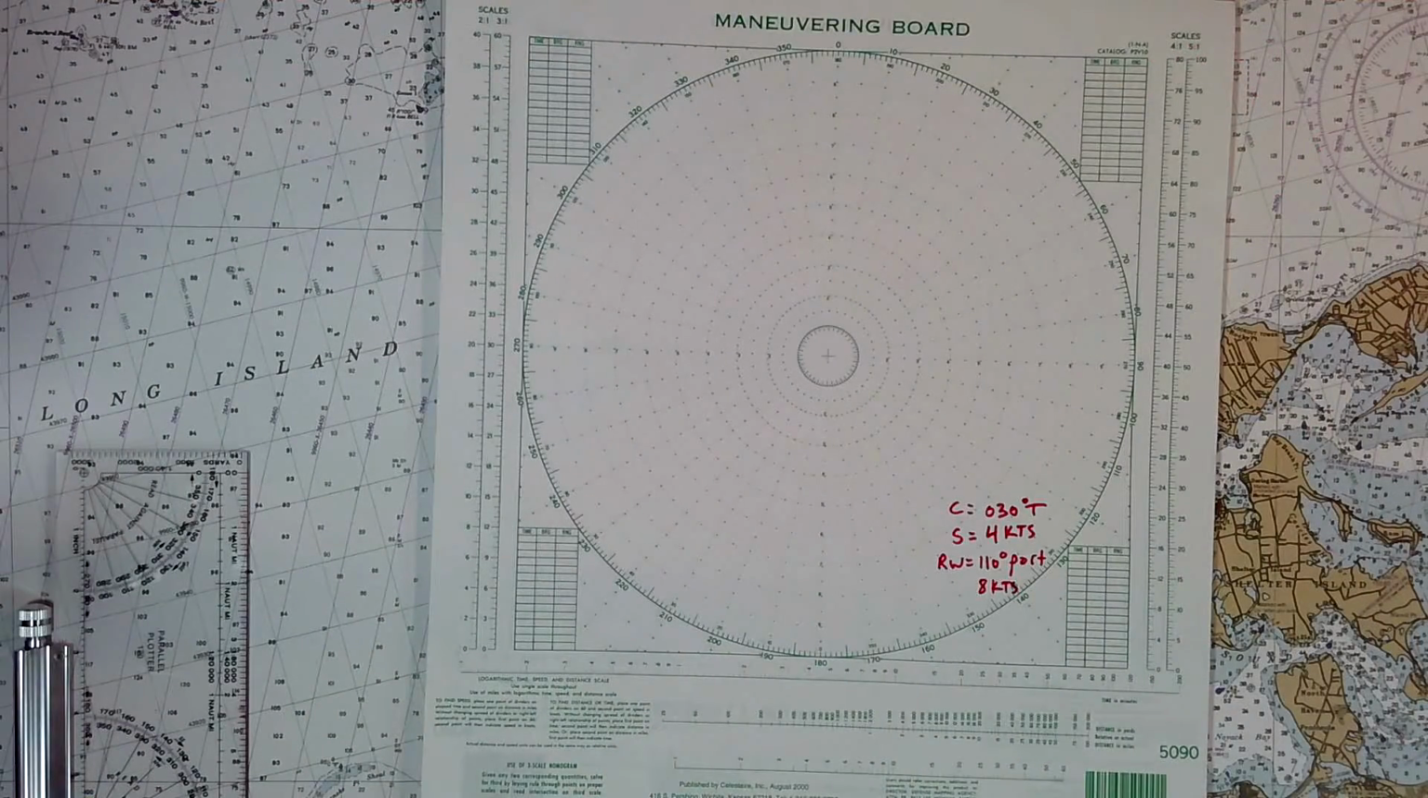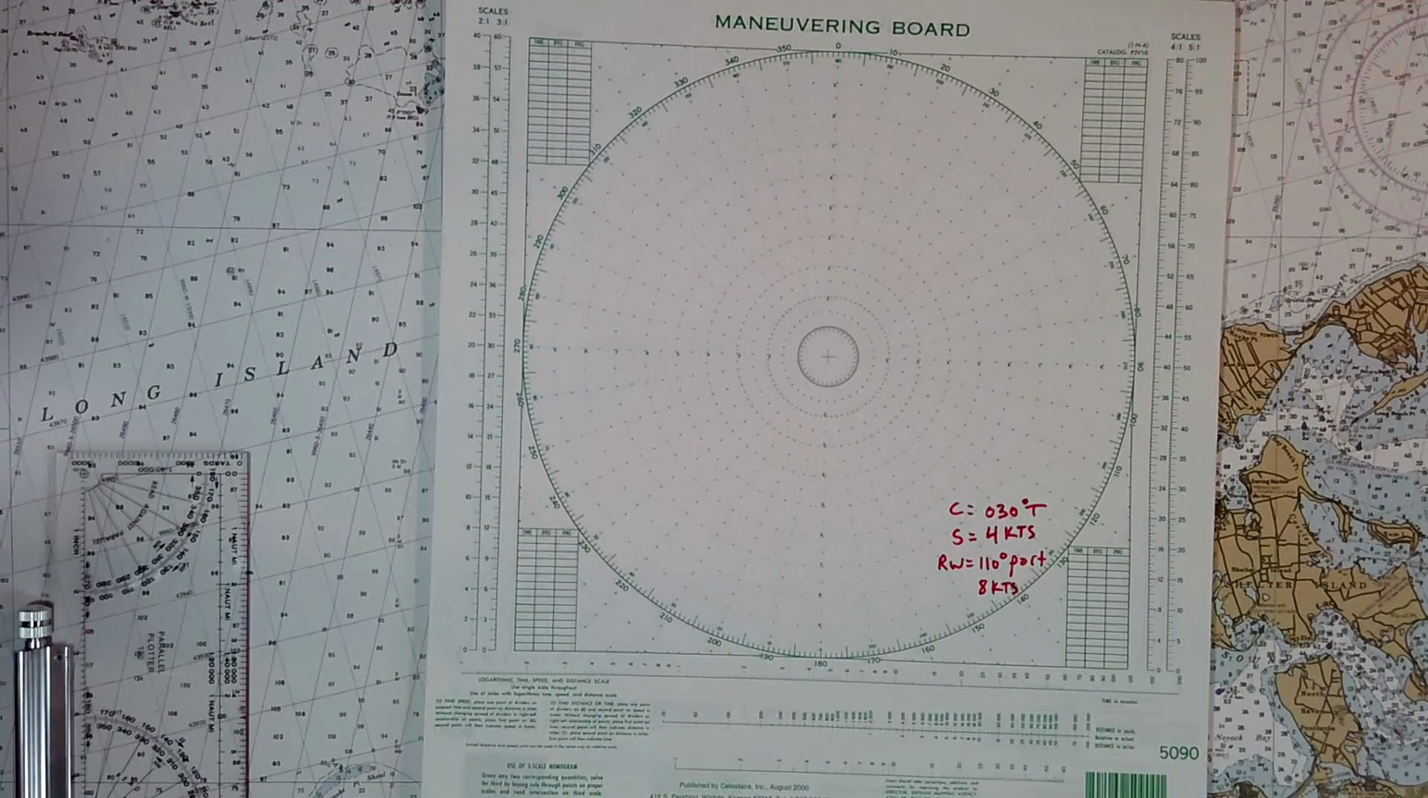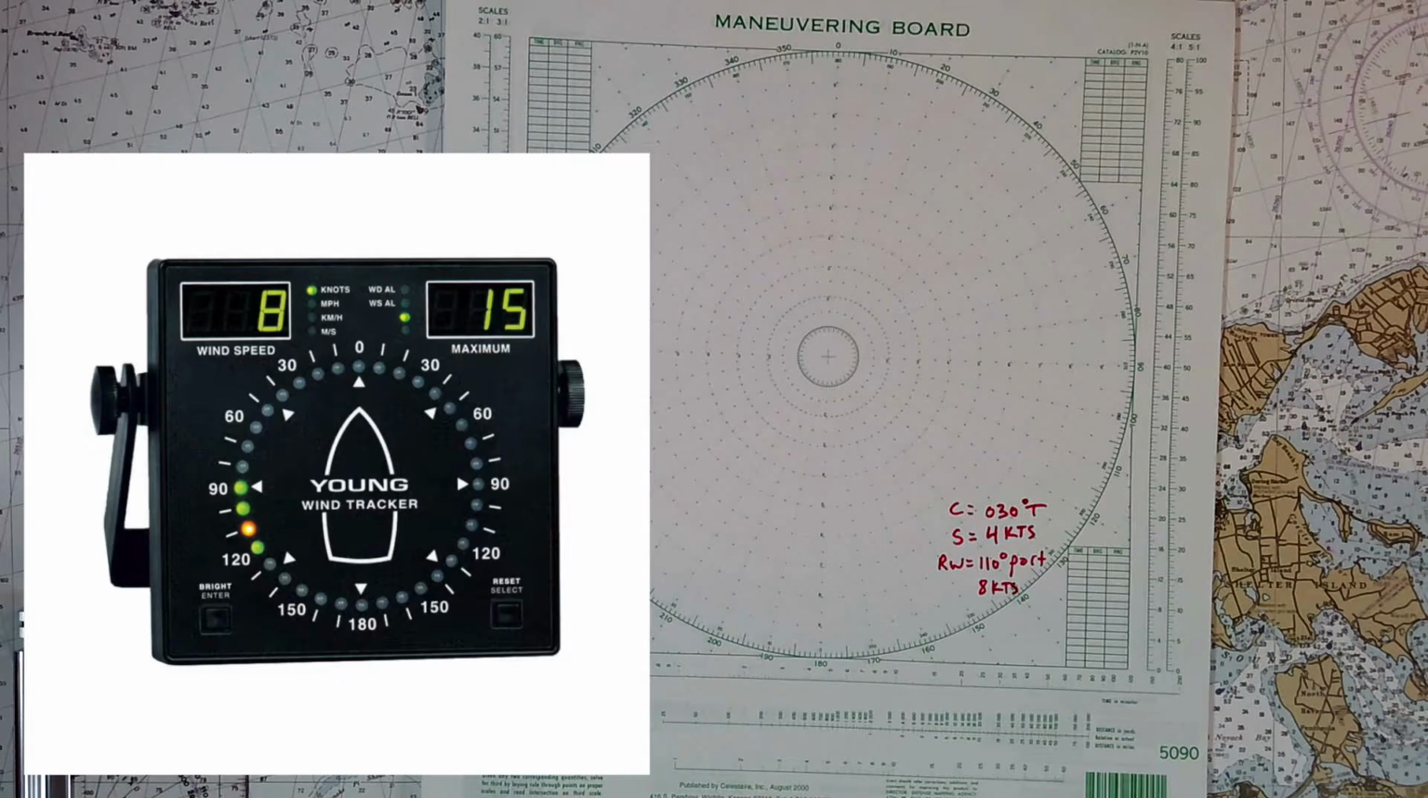Let's do another example. In this case, our ship is heading on a course of 030 degrees true at a speed of 4 knots. Sounds like a sailboat to me. Our relative wind is 110 degrees off of our port bow, and the relative wind speed is 8 knots. What is the true wind speed in this case? We'll move through this example fairly quickly.